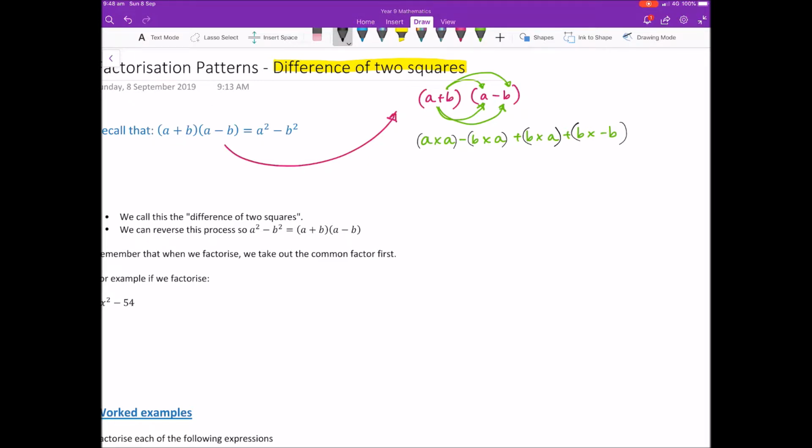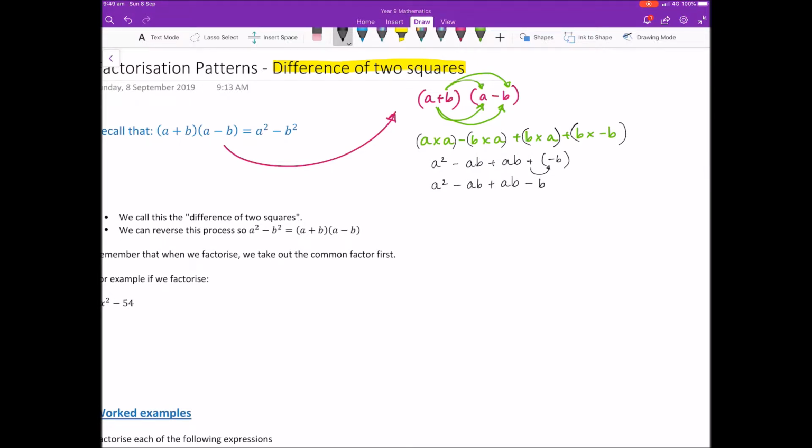So we've got a times a, and using our index laws, we know that that's a squared. Then that becomes minus ba or ab. I'm just going to write in alphabetical order. Then we've got plus ab, so b times a. And then we've got plus b times negative b, which will become minus b squared in the end, because a positive times a negative becomes a negative. So we've got a squared minus ab plus ab minus b squared.